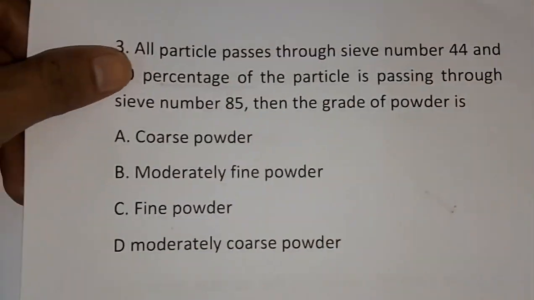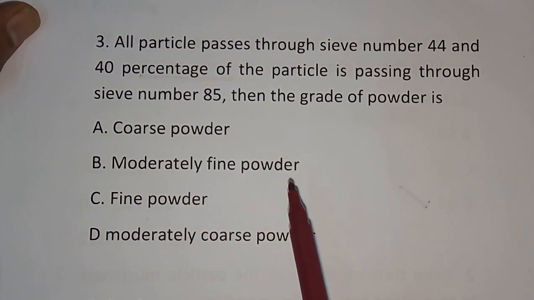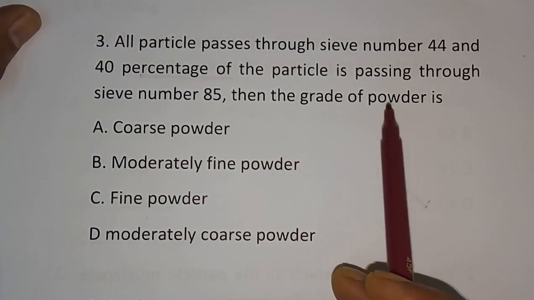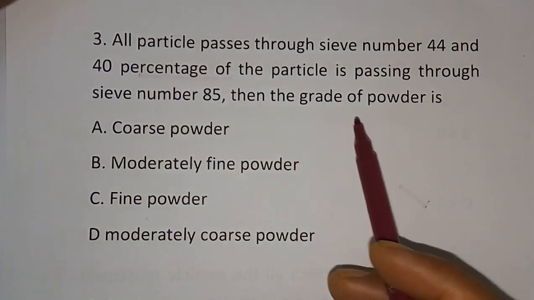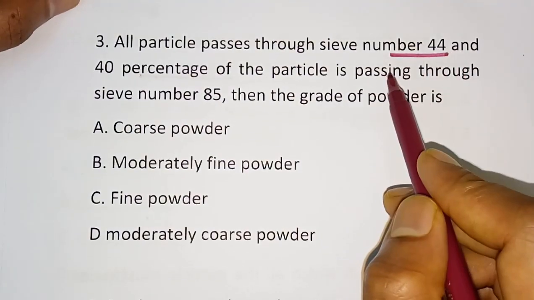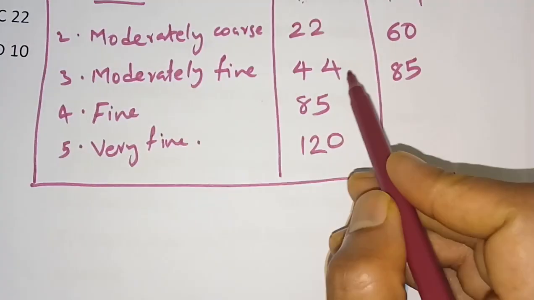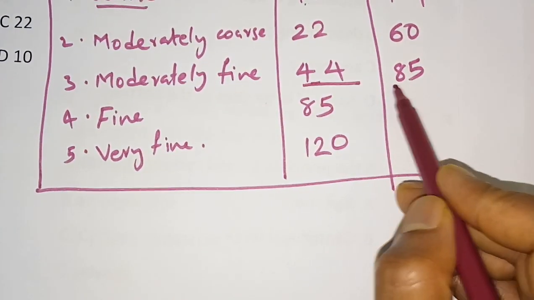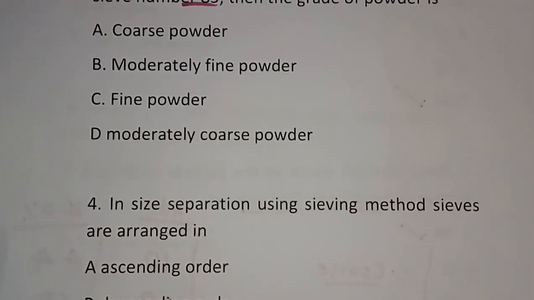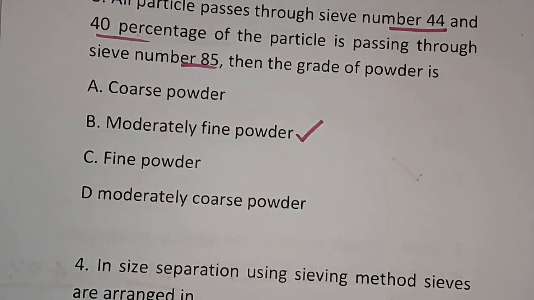Question number 3. All the particles pass through sieve number 44, and 40% of the particles pass through sieve number 85. Then the grade of powder is. This is from the same question. You can see here, all the particles are moving through sieve number 44, and 40% of the particles are moving through 85. That means it comes under moderately fine. We can see it here in the option: moderately fine powder.